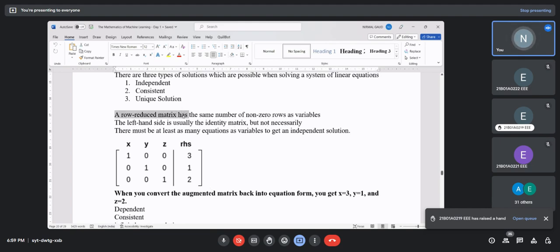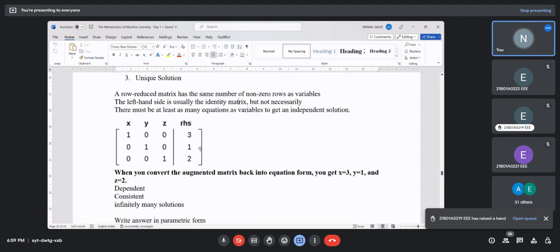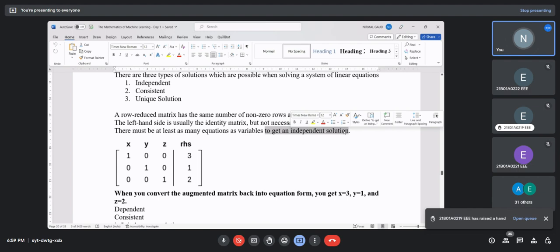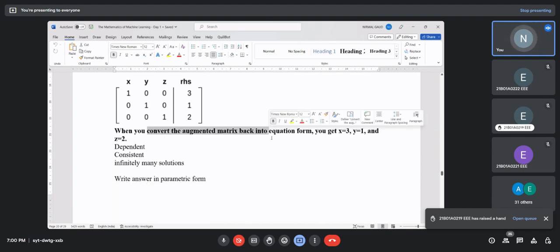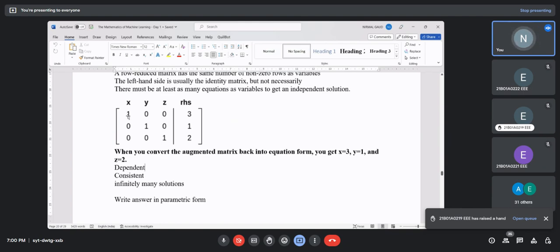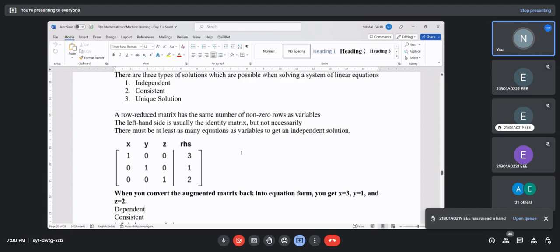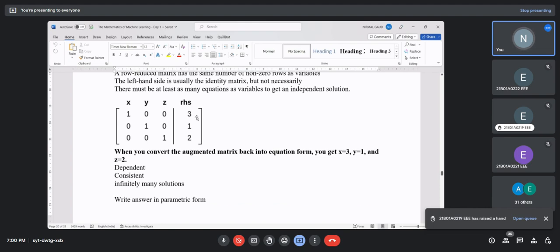If I have a row reduced matrix with the same number of non-zero rows as variables, what kind of solution am I going to have? This is an independent solution. That means the number of non-zero rows and the number of variables both need to be the same. There must be at least as many equations as variables to get an independent solution. Now when we convert the augmented matrix back into equation form, we get x equal to 3, y equal to 1, and z equal to 2. Here, 1 into x is equal to 3, 1 into y equal to 1, and 1 into z equal to 2. That is the result we get by seeing this matrix.